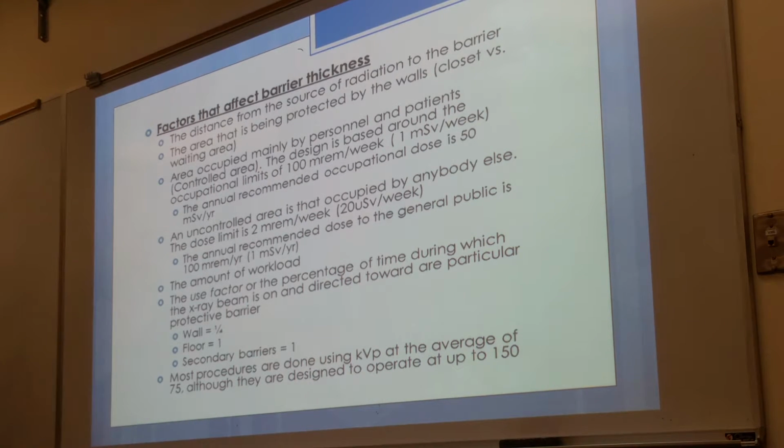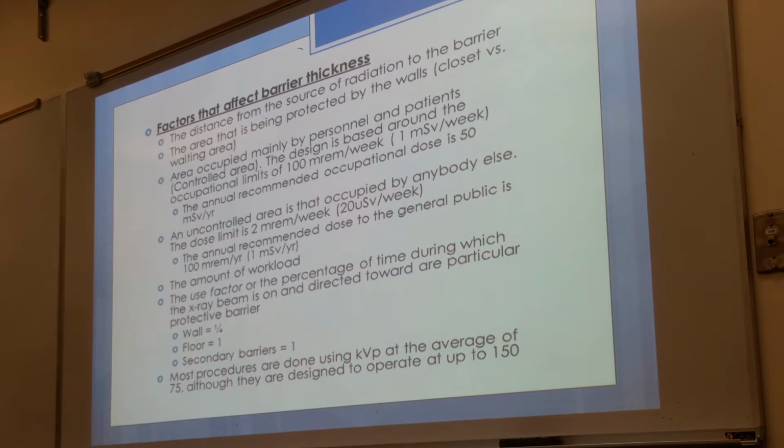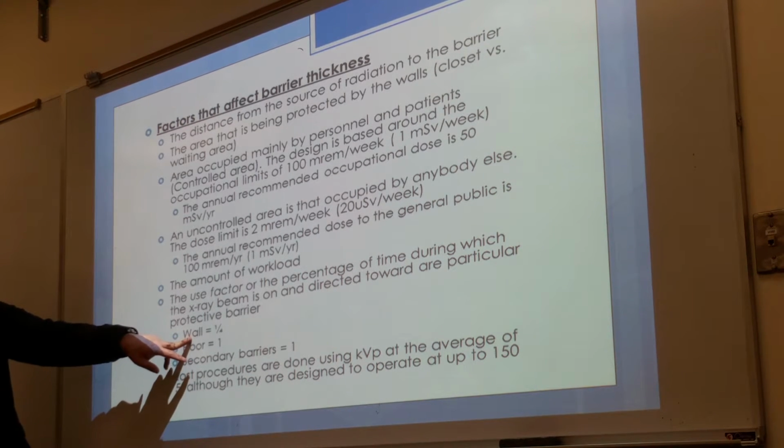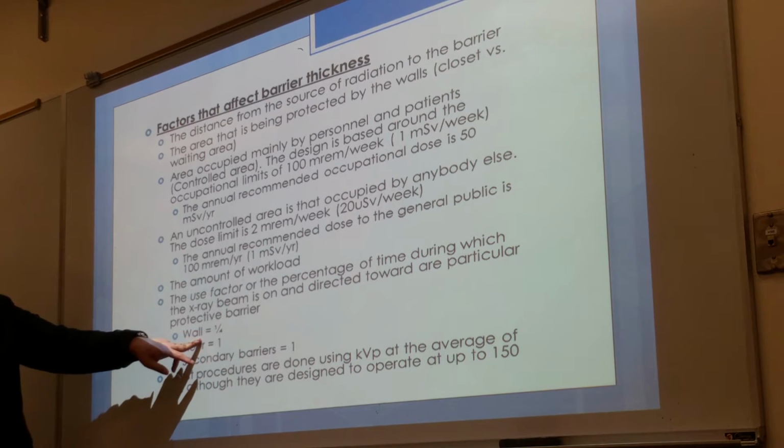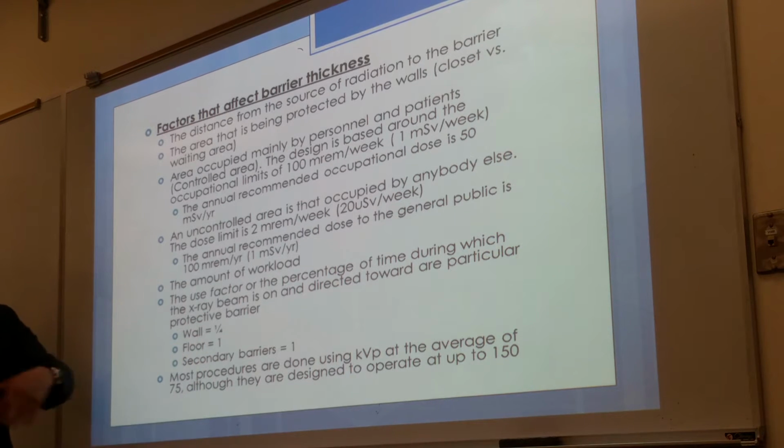Now, what they've done here is they've implemented what is known as the use factor. The use factor, or the percentage of time during which the X-ray beam is on and directed toward a particular protective barrier, goes as such. The wall is going to be assigned a use factor of 1/4. Because compared to everything else, the wall unit is going to be used 1/4 of the time versus the table unit, which is going to be used 3/4 of the time.